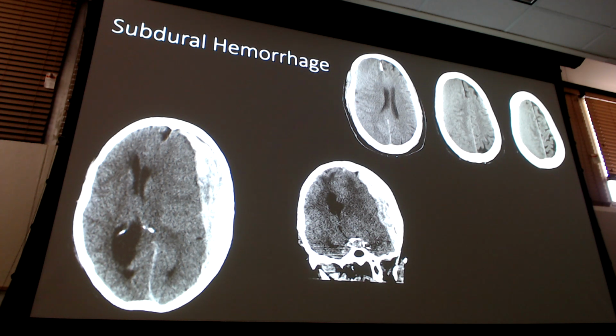Is this a right or a left bleed? This is a left bleed. Opposite. Your right is the patient's left. CT and X-ray are the same. Your right is the patient's left. Your left is the patient's right.